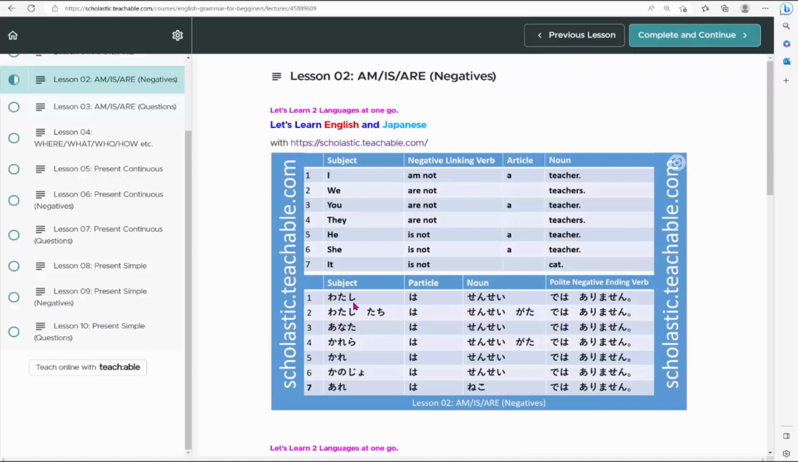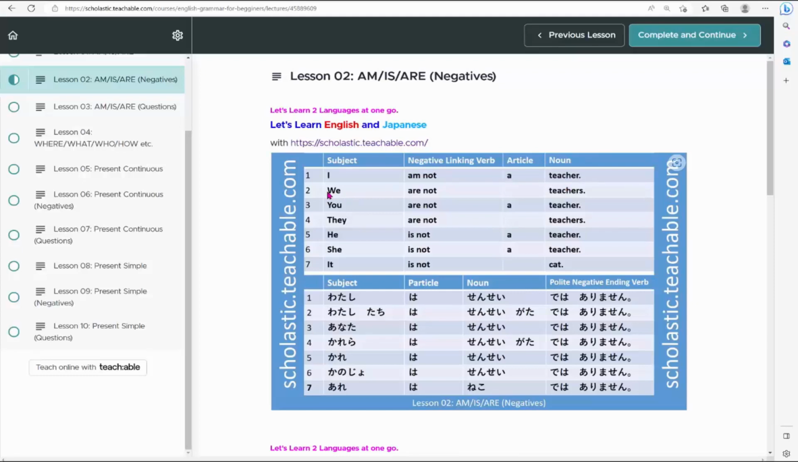So this is the equation: watashi wa nani nani dewa arimasen. We can replace sensei with other nouns. For example, watashi wa gakusei dewa arimasen. That means I am not a student. Like that you can change the noun to make different sentences. So that is for I: I am not a teacher.